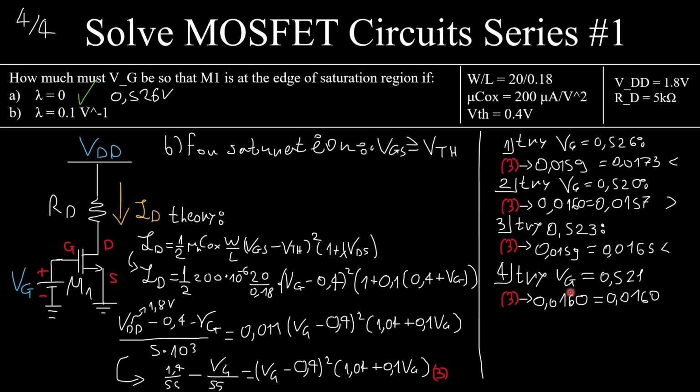And voila, I have that this part of the equation is the same as this part of the equation. So up to 4 decimals, I have a very good accuracy of this approximation. So I know that VG must be, up to 3 decimals, 521 millivolts. Let me see if it holds. Okay. And that's it. I found my final result. If my exercise asked for a result up to 4, 5, 6 decimals, I would have to keep going and going until I got my desired accuracy.